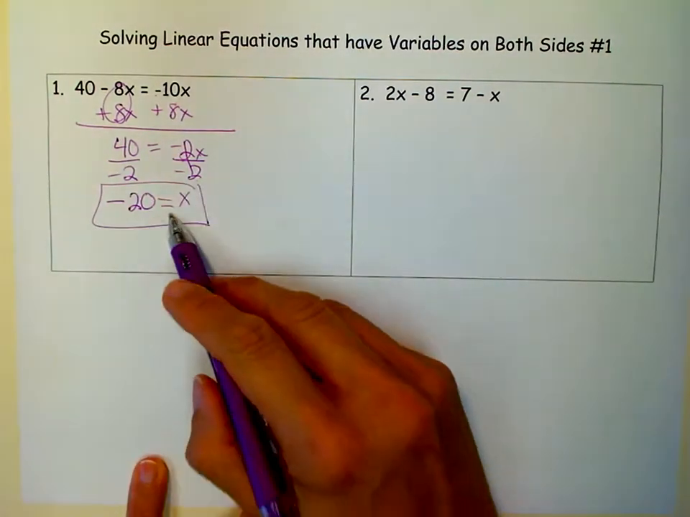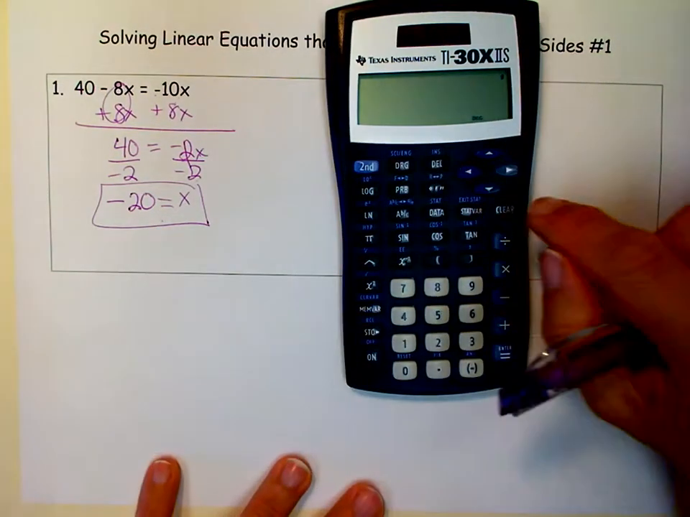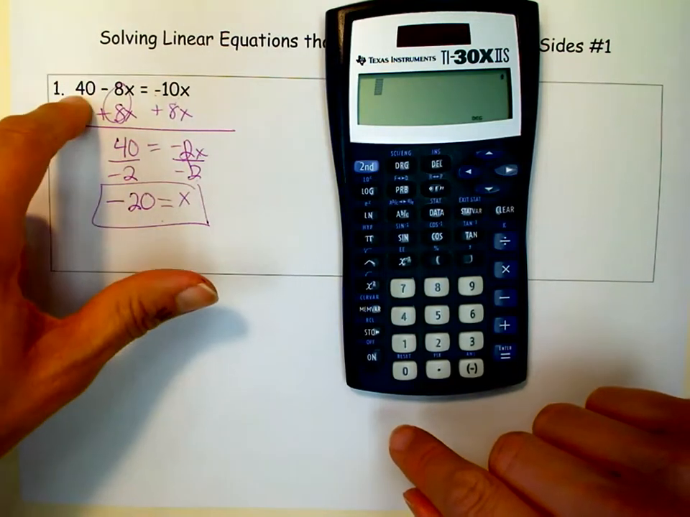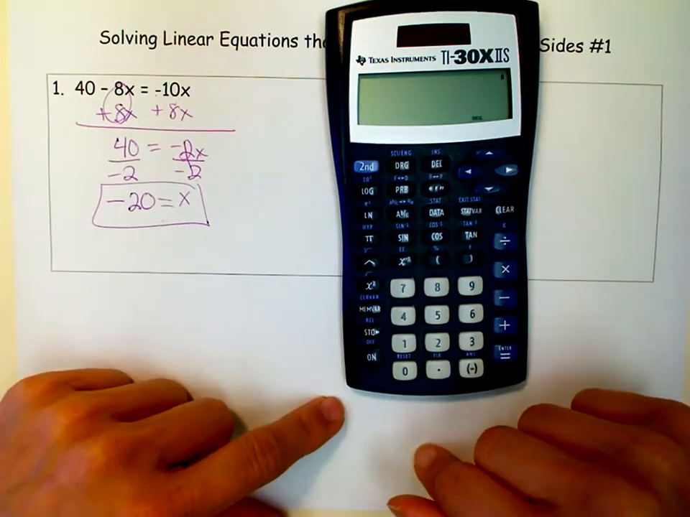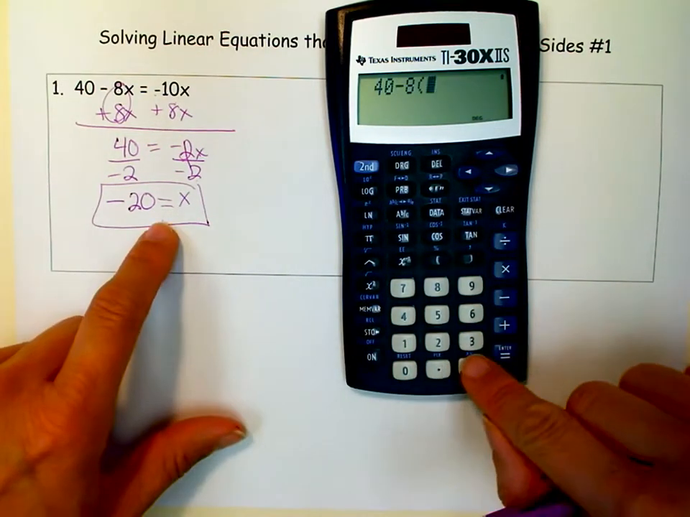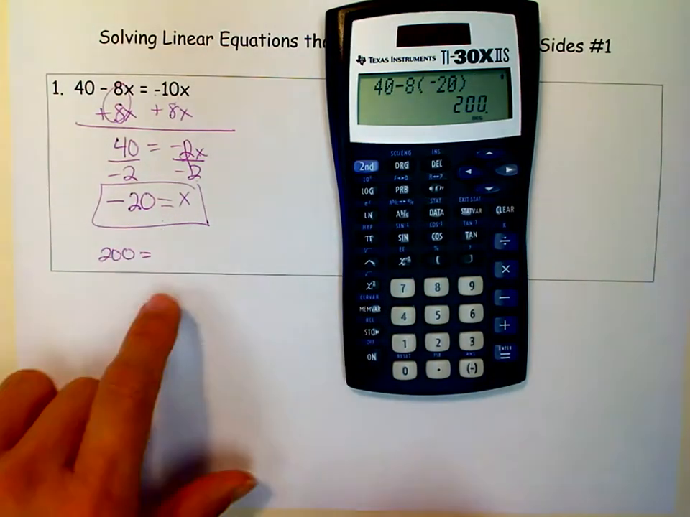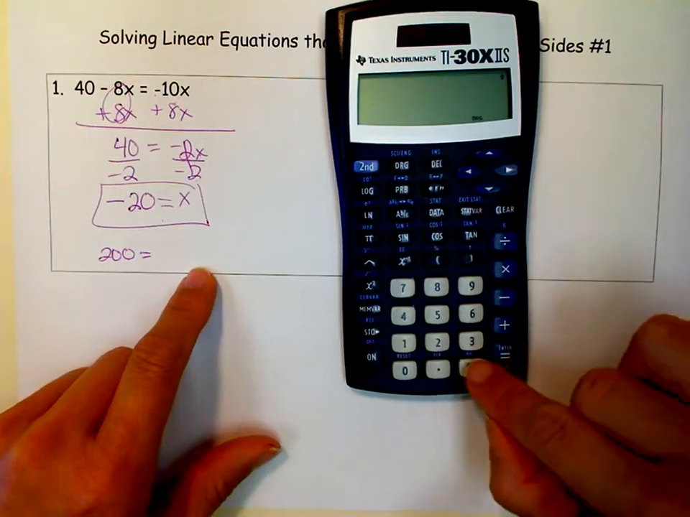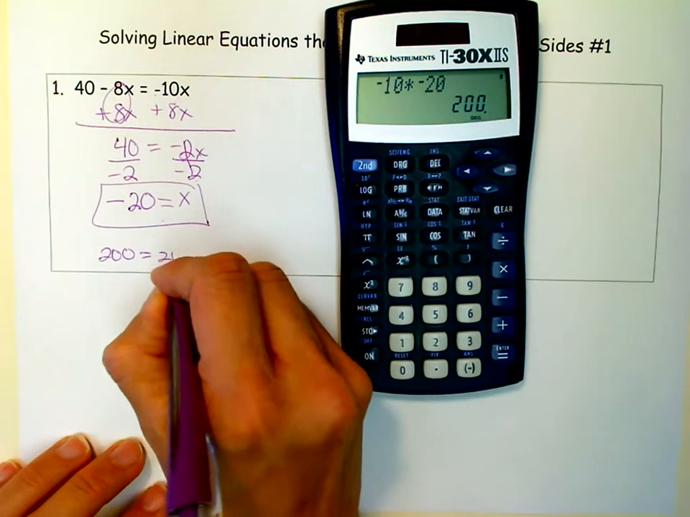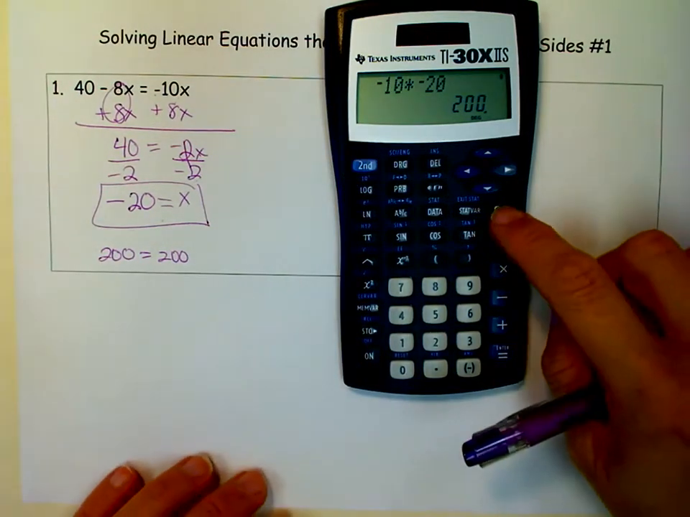And you can check that by plugging it back in. Now, when you have x's on both sides, let me just go over that check because we haven't done that yet. What I do is I put the x into this side and into this side, and I want to make sure that both sides are equal. So 40 minus 8 times negative 20. I'm going to do that first, and I got 200, and I'm hoping that it equals 200 on the other side. So let's see. Negative 10 times negative 20 does equal 200. So when there's x's on both sides, when I check, I want to make sure that both sides equal the same amount.